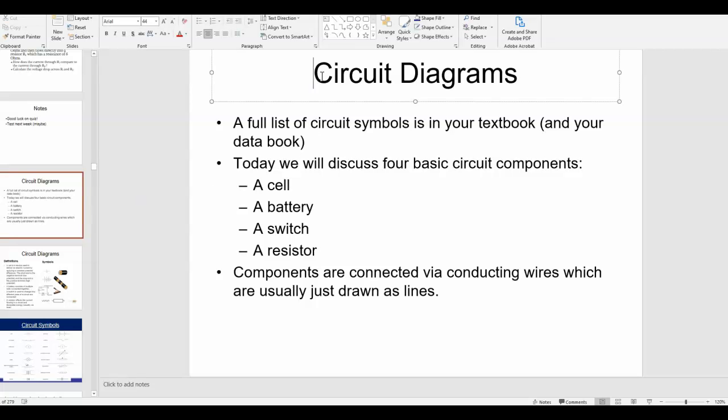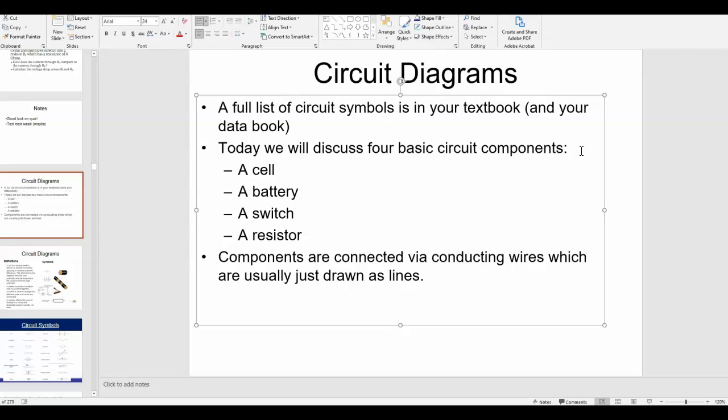Okay, again, a full list of circuit symbols is in your IB textbook, and it's also given to you in the data booklet towards the front. I just want to point out 4 basic circuit components and how we're going to look at them as we're drawing circuit diagrams. A lot of the components that you see in the data booklet you don't actually see in IB Physics SL because a lot of them are in HL. I will try to point out to you which components you definitely need to know about though.